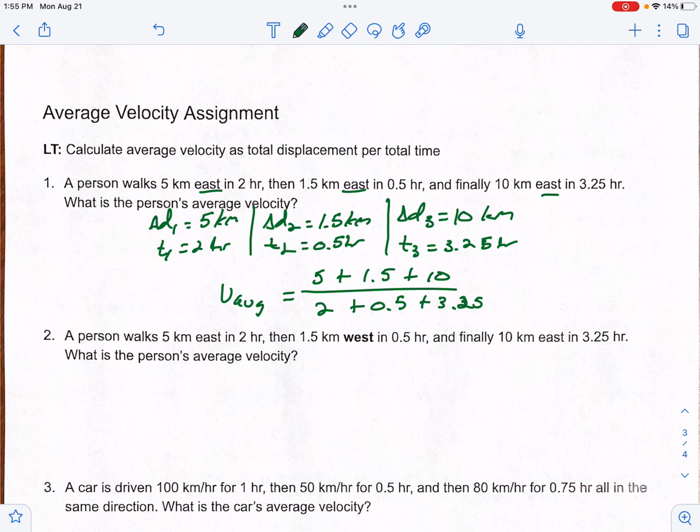Okay, so we're going to find our top total, find our bottom total, divide. So this would be 2.87 kilometers per hour. Now, if we give you directions in the problem, you need to make sure you keep those in the answer. So I'm going to add that east on the end of that answer.